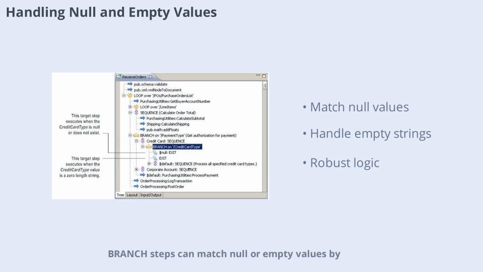Branch steps can match null or empty values by setting the label property to null or leaving it blank. This ensures that your flow service handles cases where variables are missing or empty, preventing errors and supporting robust logic. Proper handling of null and empty values is essential for reliable process automation.